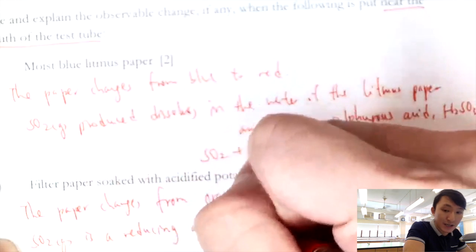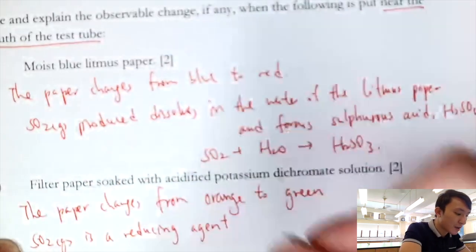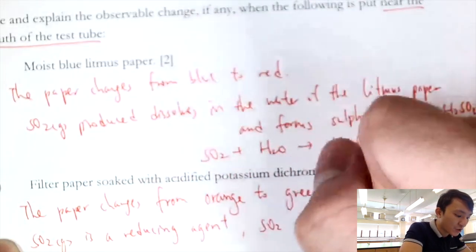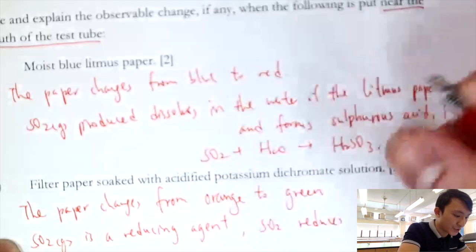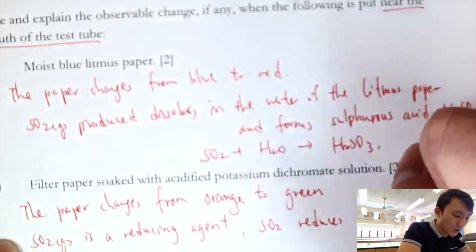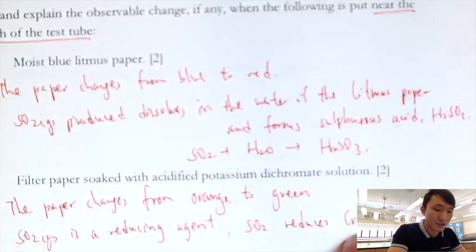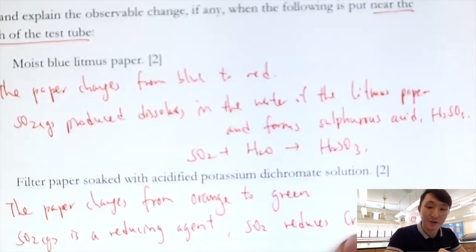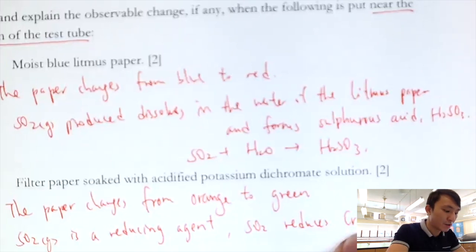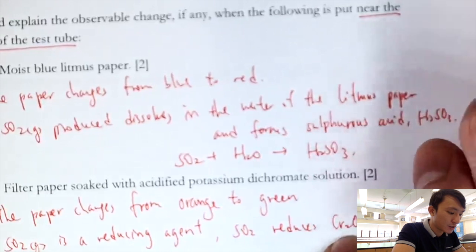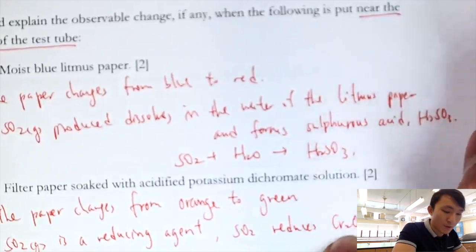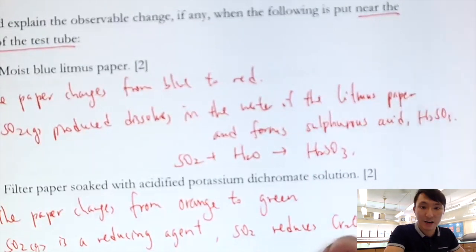And because we have to account for the color change, we'll say that the SO2 reduces the Cr2O7 2-. Remember, this is not the whole potassium dichromate that undergoes reduction. It is only the dichromate ion that undergoes reduction. So it reduces this dichromate ion to the chromium 3 ion, which is green in color. Okay.